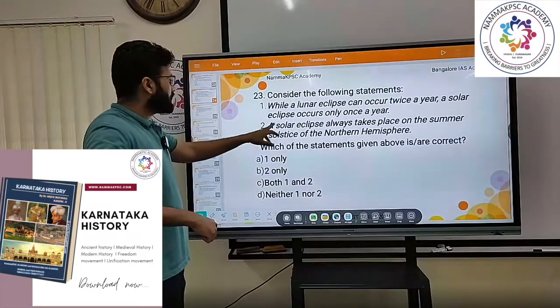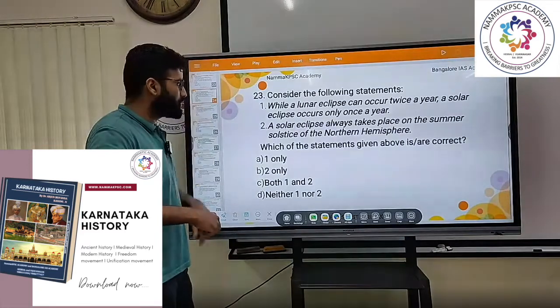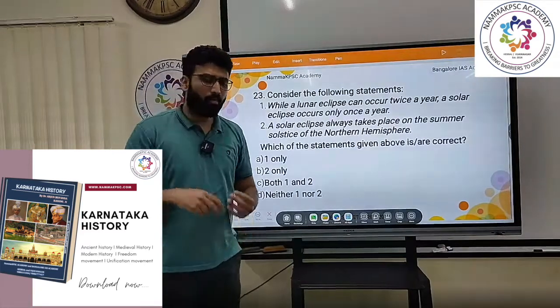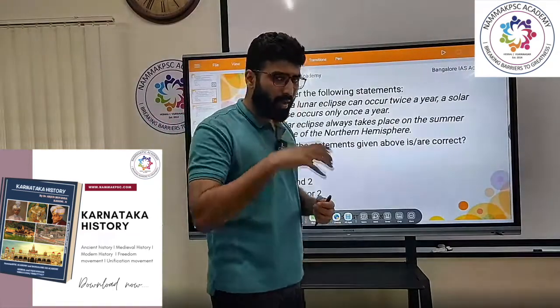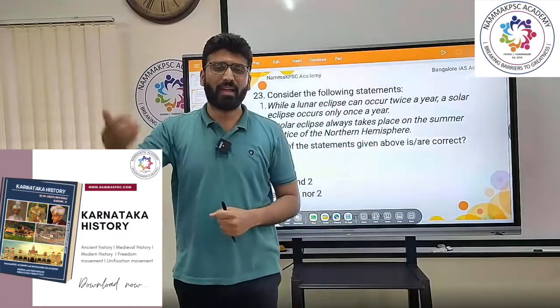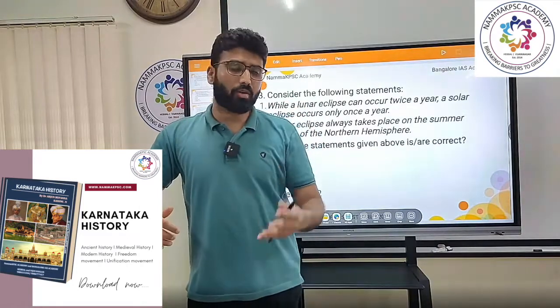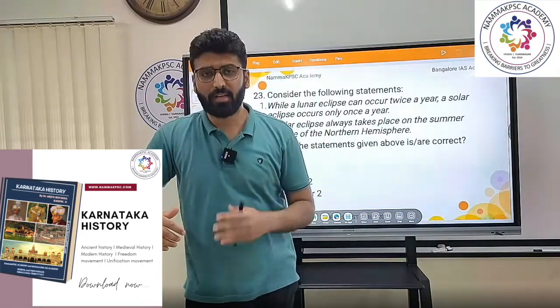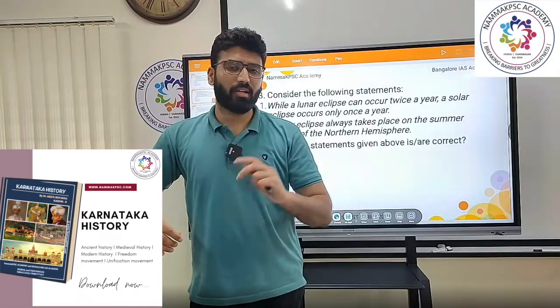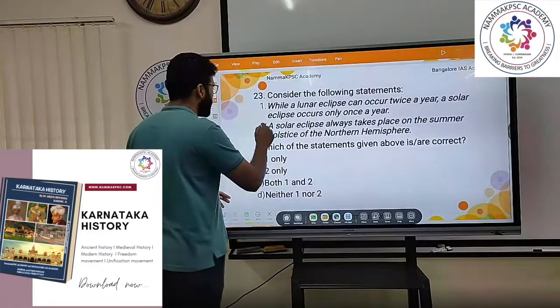Second statement says a solar eclipse always takes place on the summer solstice of the northern hemisphere. There's no such thing. What is summer solstice? Summer solstice is when the sun is directly overhead the Tropic of Cancer, when you have the longest day in the northern hemisphere and the longest night in the southern hemisphere. It has nothing to do with respect to eclipse. So both statements are incorrect.